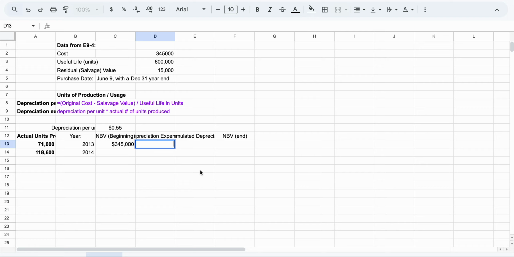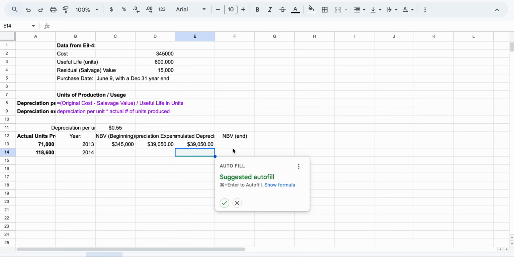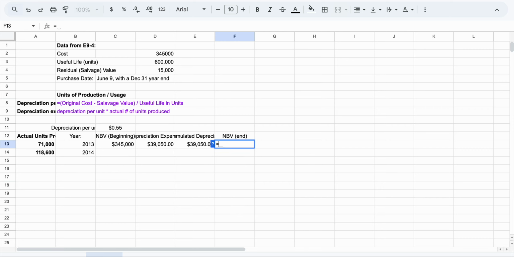Our depreciation expense for this will be our depreciation per unit times the total number of units, and that gives us just about 39,000. And this will be our accumulated depreciation since our first entry for depreciation. That leaves our net book value at the end of the period to be original net book value minus the depreciation, which gives us just about 306,000. So this becomes our net book value for the next year. We set that in there.